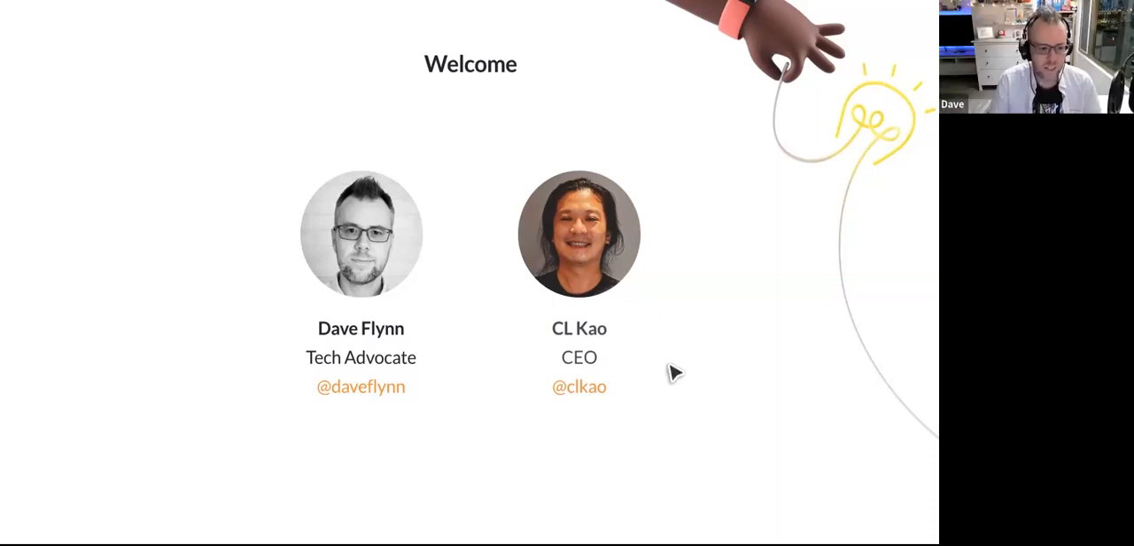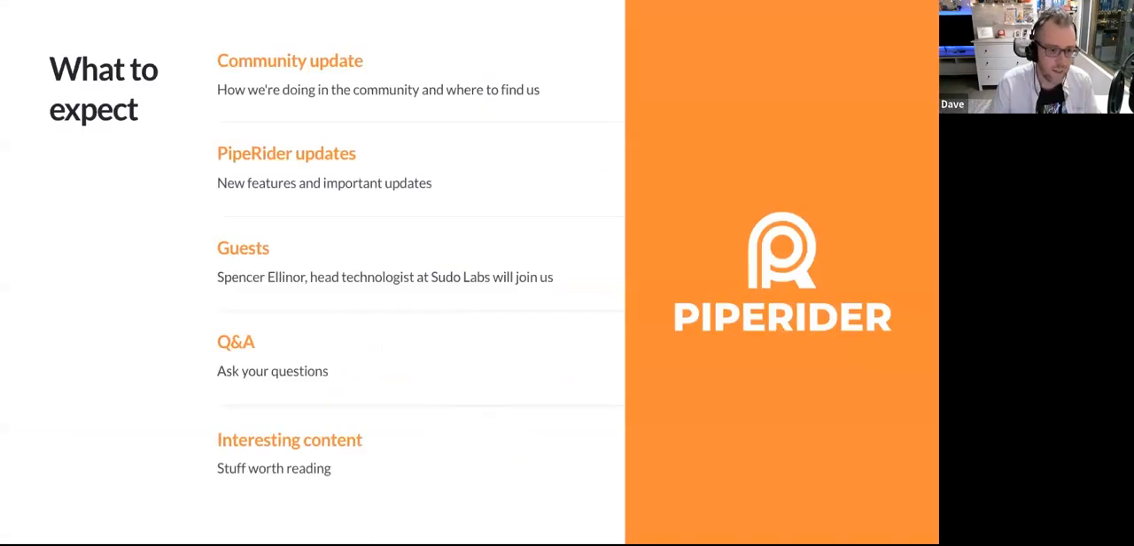All right, so first thing I want to do is a quick look at what you can expect from these community updates, from these open office hours. So the first thing will be a community update, and that's how we're doing in the community, where you can find us, and where you can follow along with what we're doing here with PipeRider. We'll have the latest from the new release of PipeRider. So this week we've got 0.27. We've got the new features that come with that version. As I said, we've got a guest today who's Spencer Ellinor.